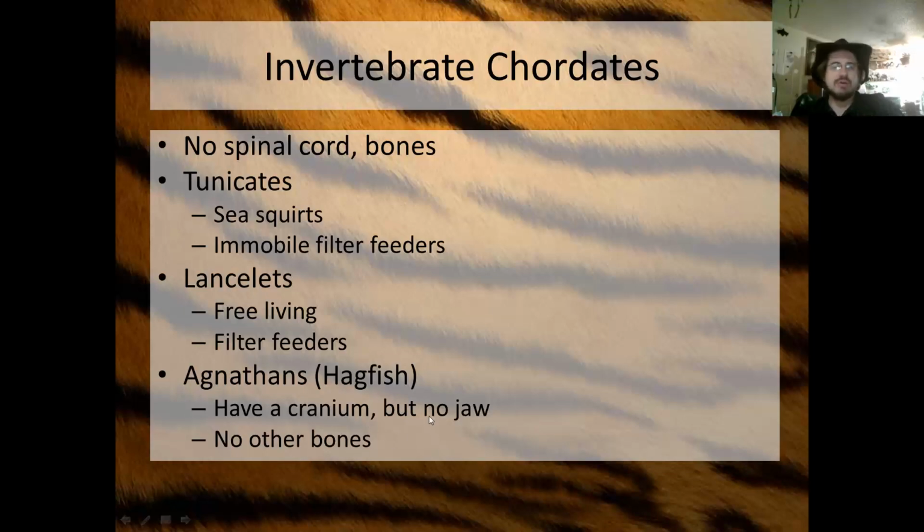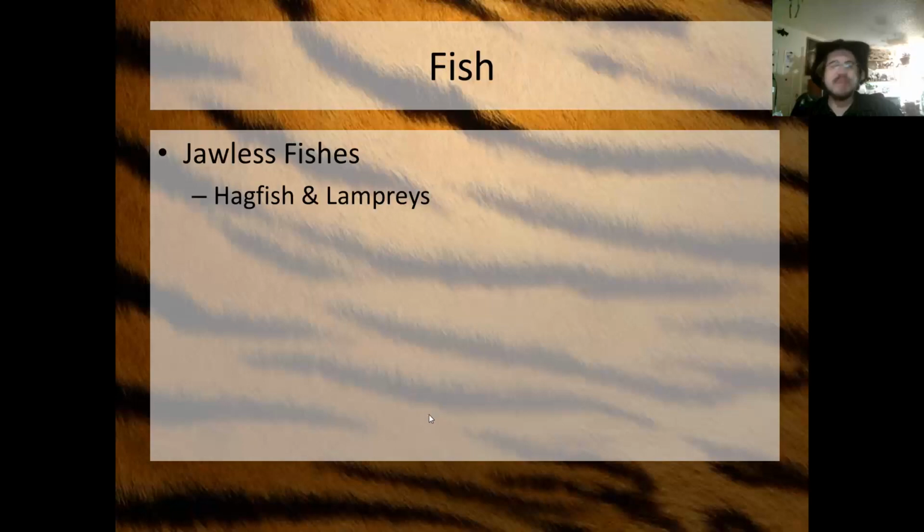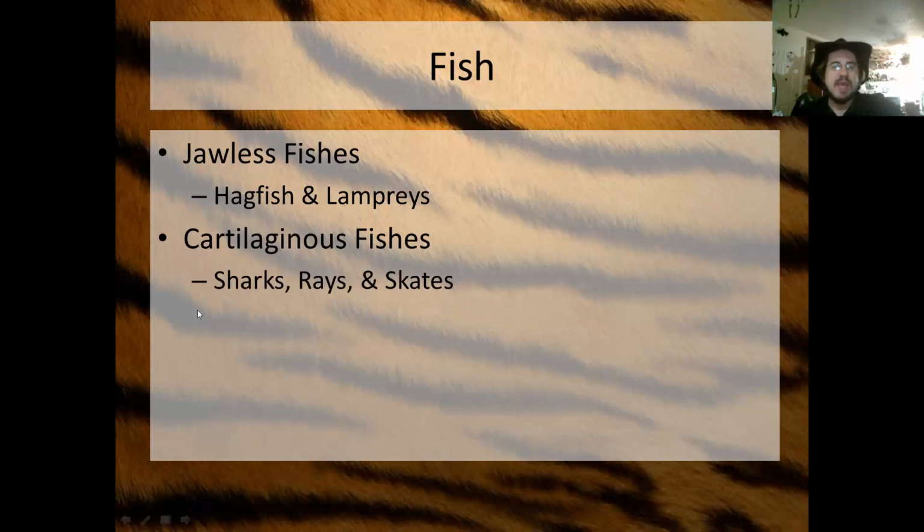But they're not true vertebrates. So that's kind of interesting. And then we also have lampreys, which have no jaw, but have much more well-developed skeletons. Then we have the cartilaginous fishes, and these include sharks, rays, and skates. And then we have the bony fishes, which are all other fish that you can think of.